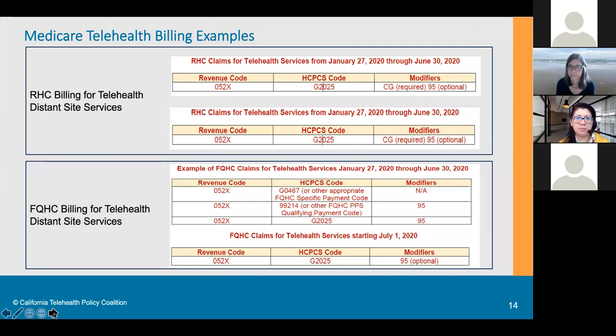What's on this slide are a couple of billing examples for Medicare telehealth distance site services. I'm not going to walk through this in detail, but just wanted to put this in the slide deck for reference in case you're wondering what the actual billing codes would look like on a claim form. Next slide, please.